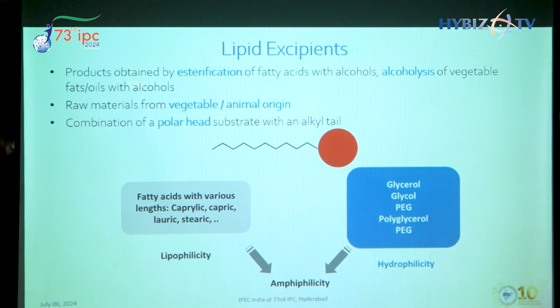of an alcohol. Now the fatty acids in the lipid excipients are derived from either vegetable or animal origin, and they are amphiphilic in nature because they have both the hydrophilic component, which is contributed by the alcohol, and the lipophilic component, which is contributed by the fatty acid. Now depending upon the size of the alcohol molecule and the size of the fatty acid molecule, the corresponding HLB value and the application of the lipid excipient will be determined.